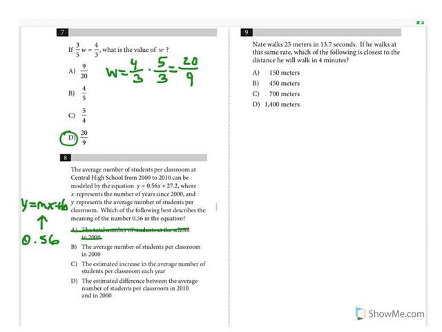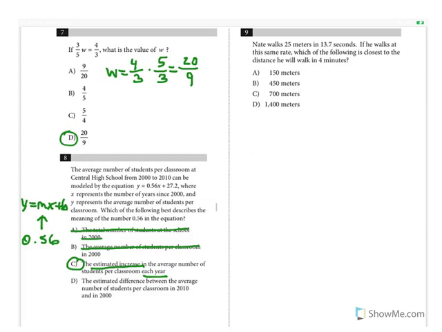The average number of students per classroom. Again, to say that your average number of students is 0.56, the 0.56 is a rate of change, so it's not going to be the average number. The estimated increase in the average number of students per classroom each year. It does not say rate of change, but it does say estimated increase each year. That is a rate, so that is going to be our rate of change right there.